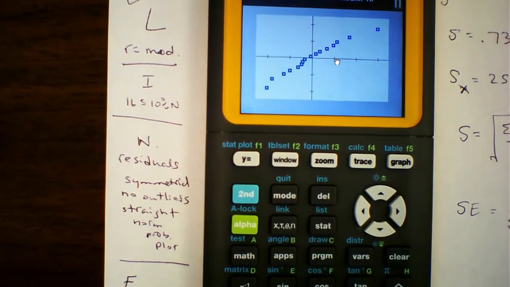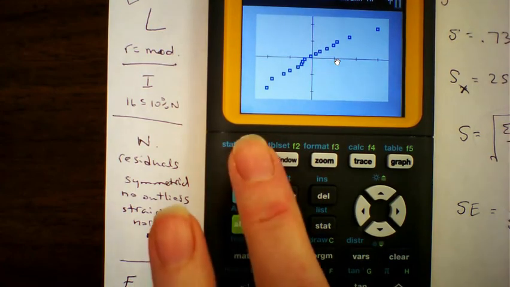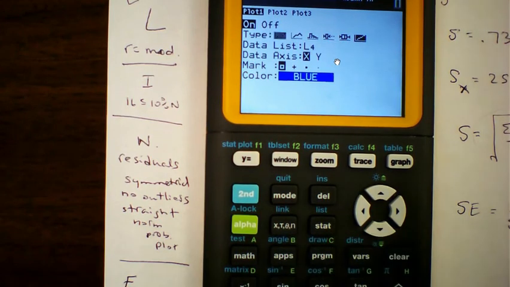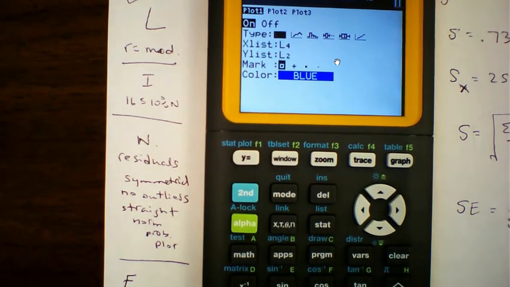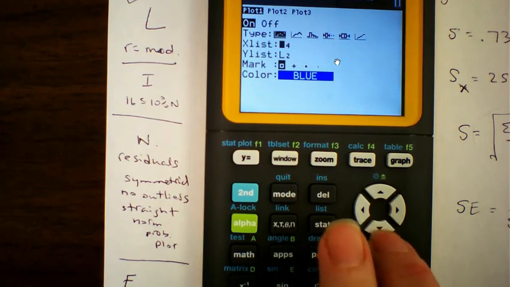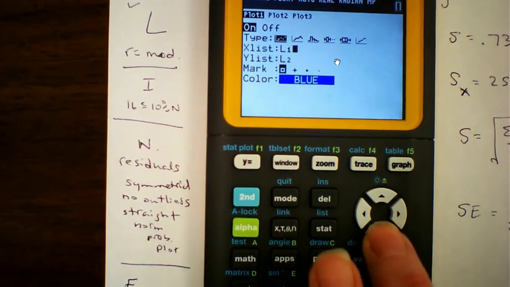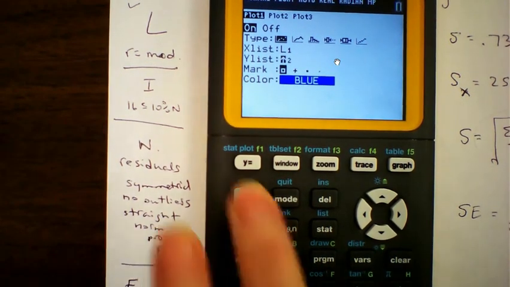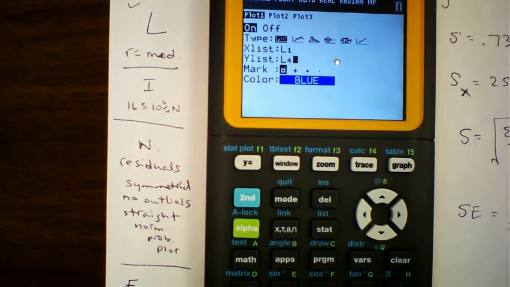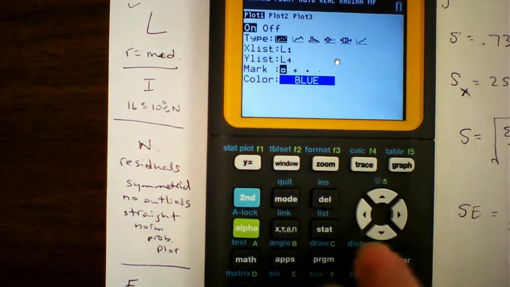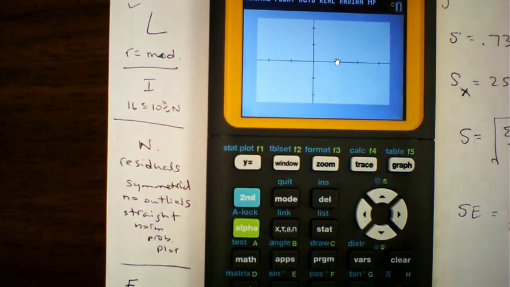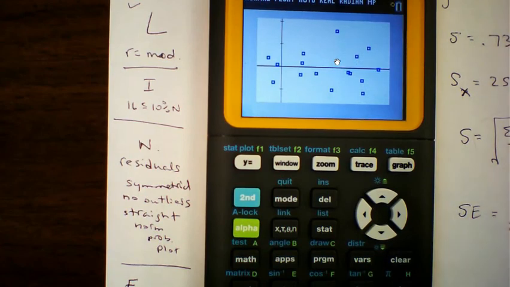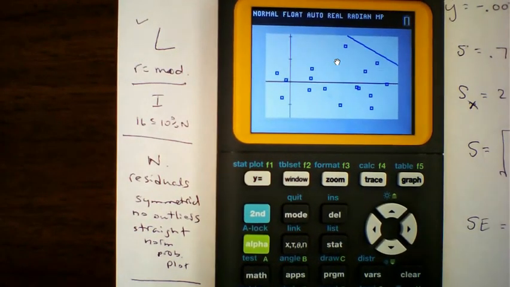So let's check that. Going back into our stat plot, this time it's going to be a scatter plot. We want the residuals on the y-axis. We want the x list. So see, I had to change that to the x list. And I want the residuals, the L4, on the y list. Now, if I just hit graph, I bet it's going to give me an error message. Oh, no, it didn't, but I still can't see anything. So zoom 9.